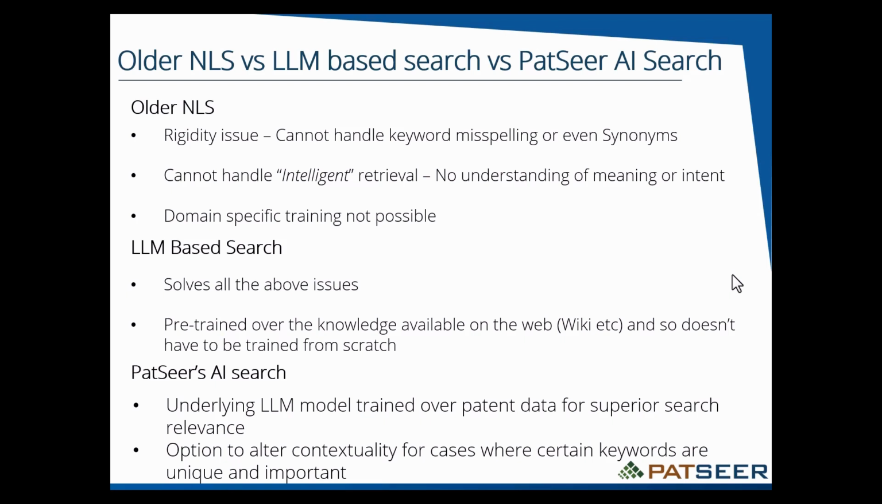Further, it has been pre-trained on all the knowledge available on the web, and so the custom training that we have done on the patent literature leverages all the past learnings, and therefore it gives you higher search relevance. We also give users an option to alter the context awareness, or contextuality, for certain cases where a keyword could be very important, for example, in chemical searches. We will go more into this type of search later in this webinar.